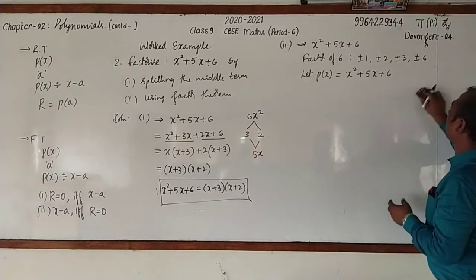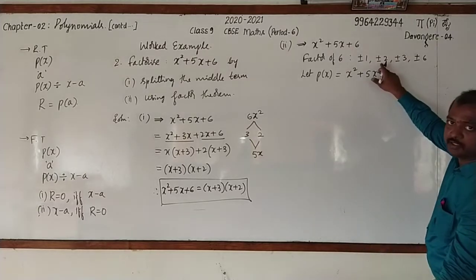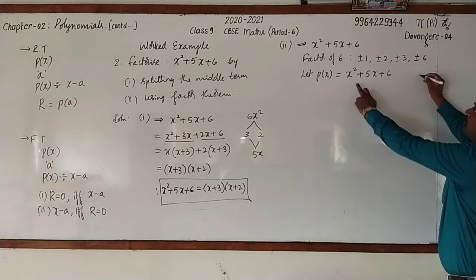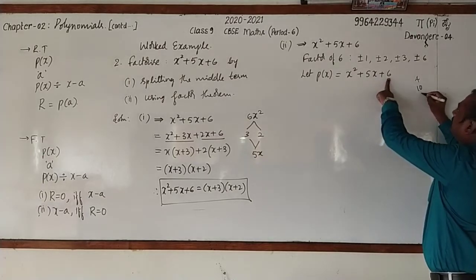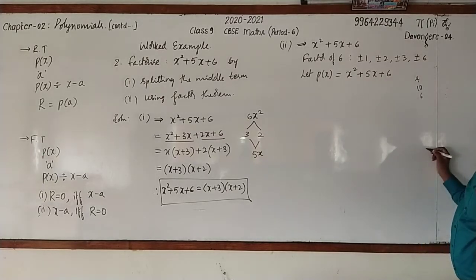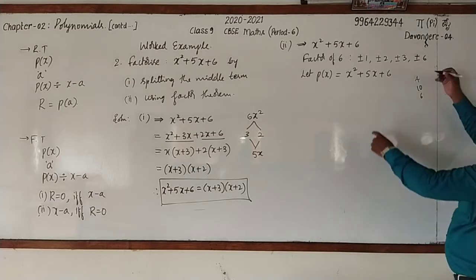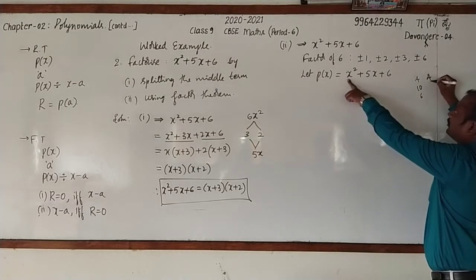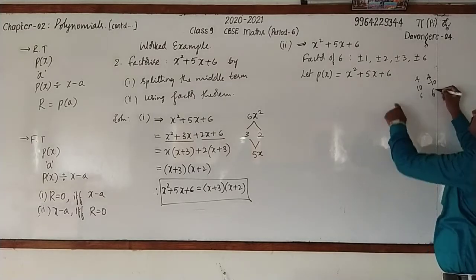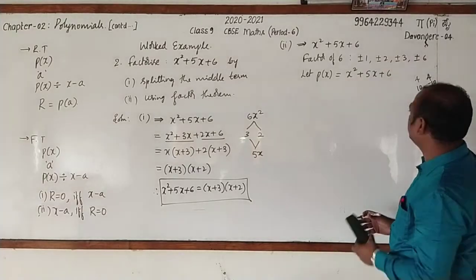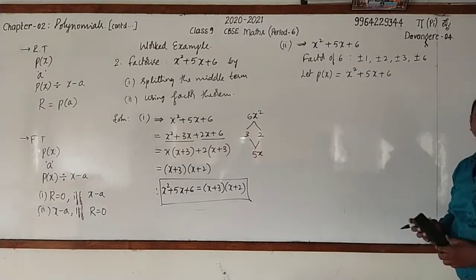Then what other possibility is there? 2 and minus 2. If you take 2, 2 square is 4, 5 2s are 10, and it is 6. 4 plus 10 plus 6 is 20, not equal to 0. Take minus 2. Minus 2 whole square is 4, 5 into minus 2 is minus 10, plus 6. 4 plus 6 is 10, 10 minus 10 is 0. Right?